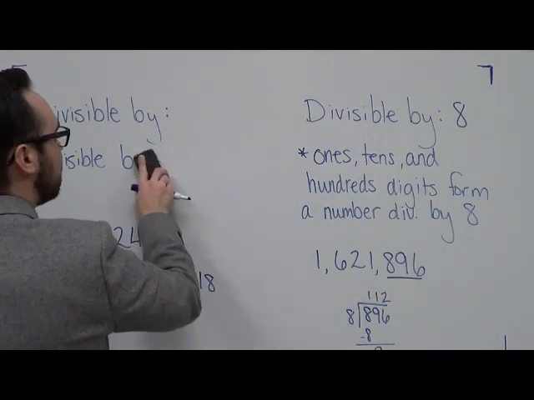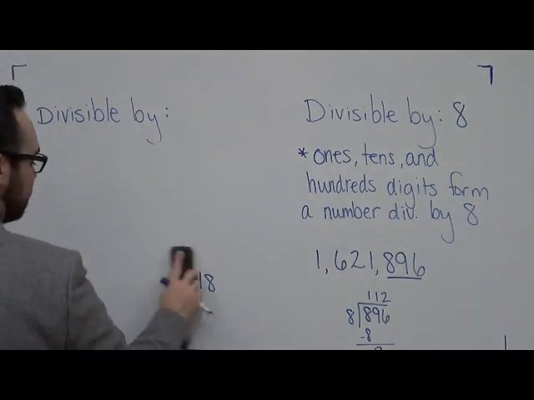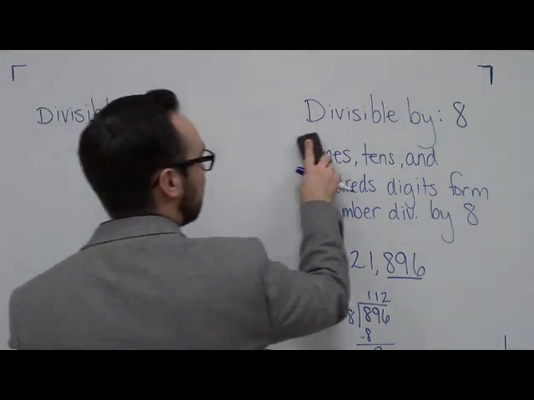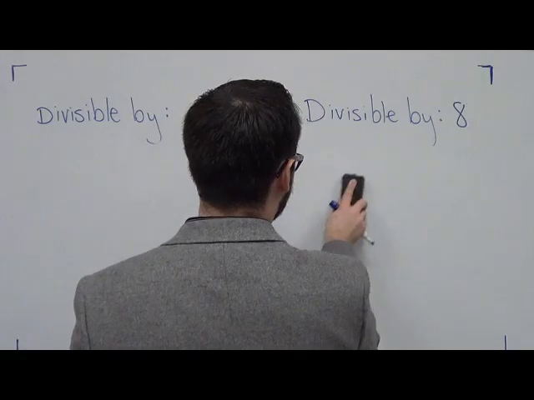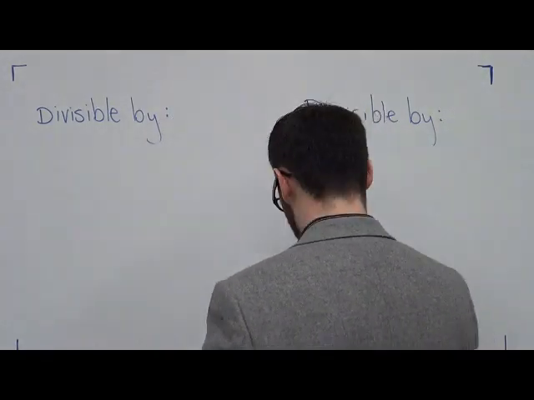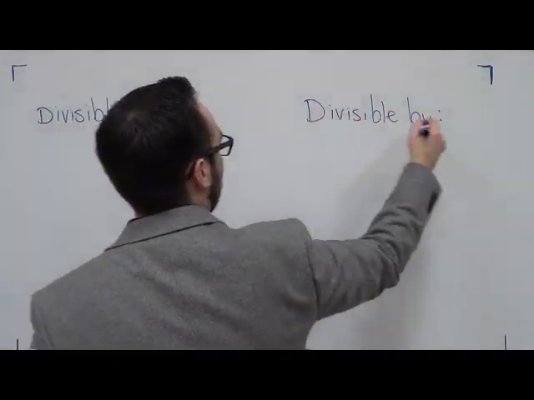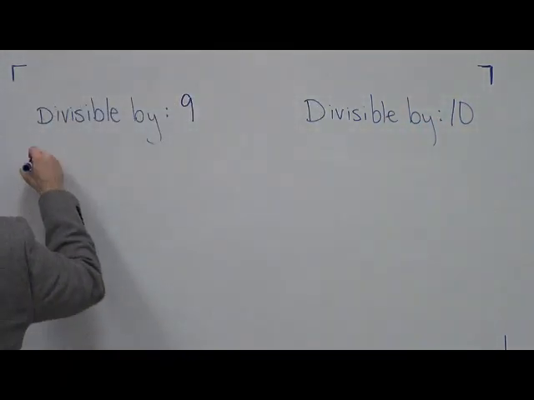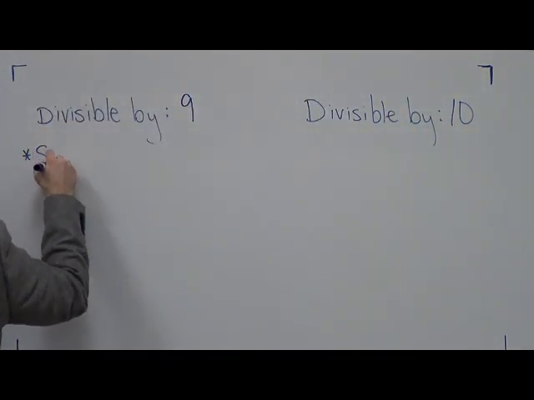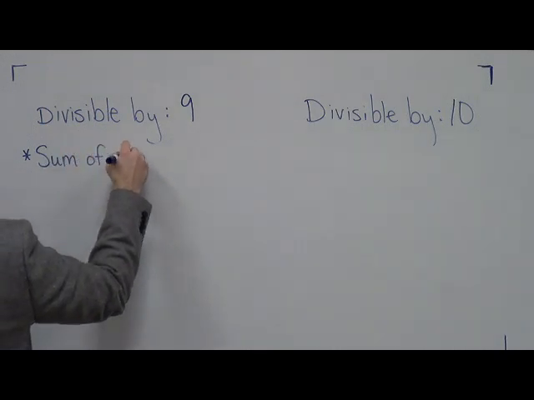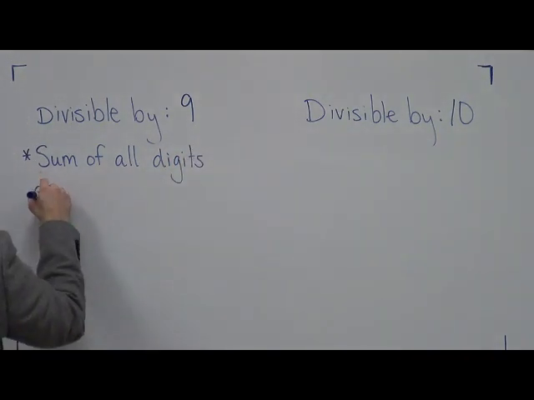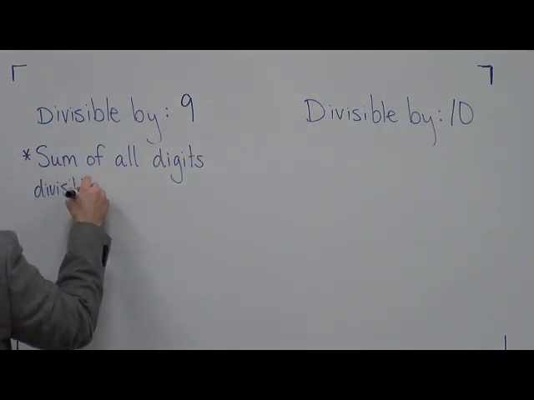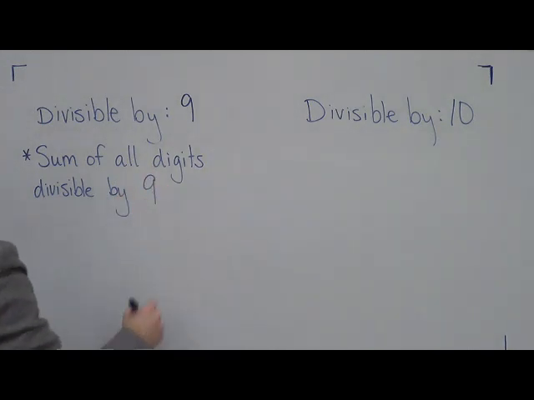We're looking at 9 and 10, which is just as easy, if not easier, than 5. So we're going to look at 9 and 10. So 9, the sum of all digits must be divisible by 9. So very similar to 3, except this time it's 9.